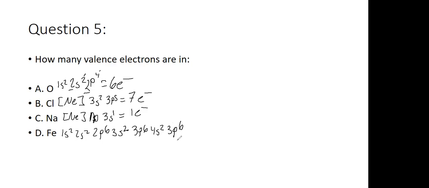Now we have to look at the highest energy level here, right? And the highest energy level, that's not 3p6, that's 3d6. That's a d orbital. Now you might be tempted to say that the highest energy is that 3d orbital because it comes last. However, we go by the number in front. So the number of valence electrons in iron is 2 valence electrons. So that's a 2, even though the last thing we write is 3d6. So any questions about valence electrons?